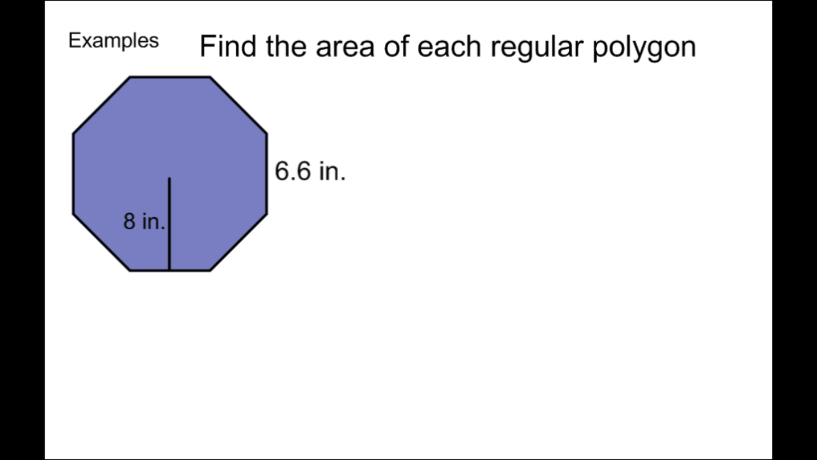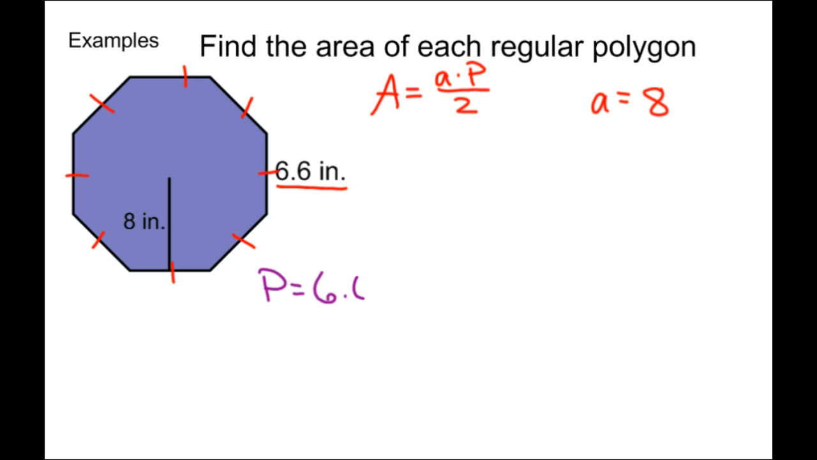Alright, now let's do some examples of how to find the actual area. Remember our formula to find the area is area equals apothem times perimeter divided by 2. Let's look at the picture. We're given the apothem. The apothem is 8, so A equals 8. We can find the perimeter pretty easily here. We have an 8-sided shape with 6.6 as one of our sides, and all the sides are the same because we are talking about regular polygons. So the perimeter equals 6.6 times 8, which gets us 52.8.